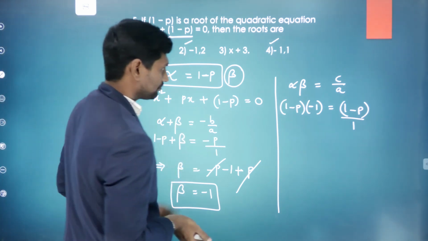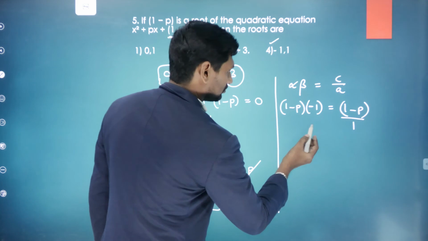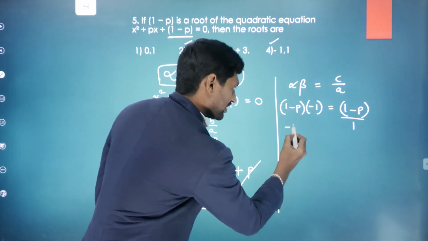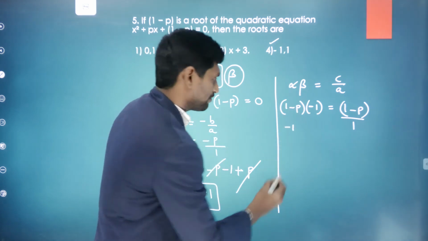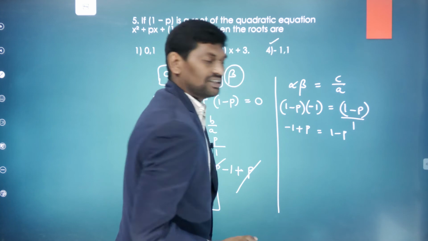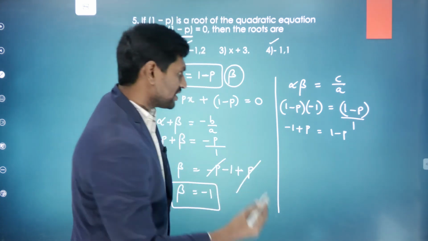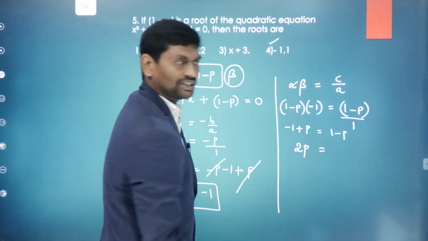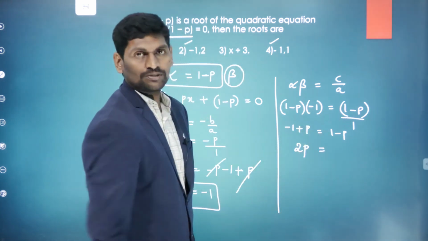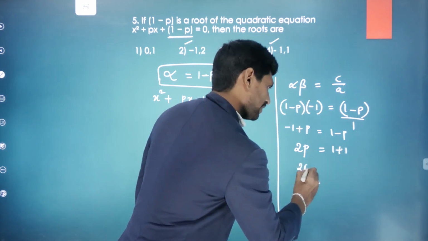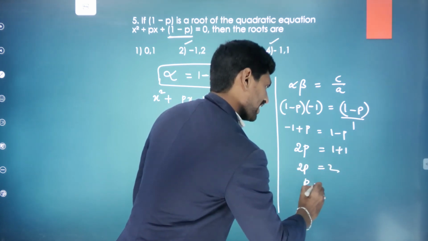Simplify this. We have to multiply with minus 1. Minus 1 into 1 is minus 1. Minus 1 into minus p is plus p. That is equal to 1 minus p. Transpose variables to one side, numbers to one side. Minus p transposed to this side becomes plus p. P plus p becomes 2p. And minus 1 transposed to that side becomes plus 1. 1 plus 1 is 2. So 2p value is 2. P value is 1.